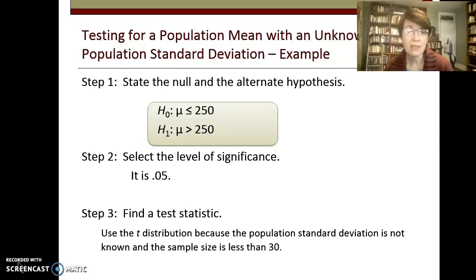We have our significance level, and we're using the t distribution because the population standard deviation is not known, and my sample size is less than 30, which means it's going to be on my chart. Otherwise, I would have to go down to infinity, which is the same thing as my z.